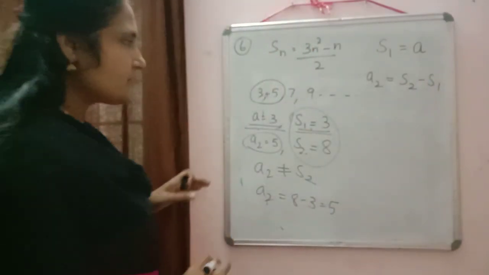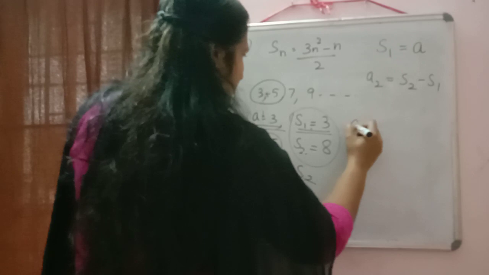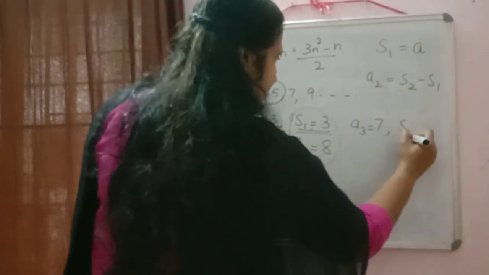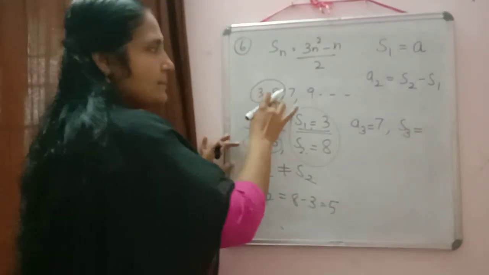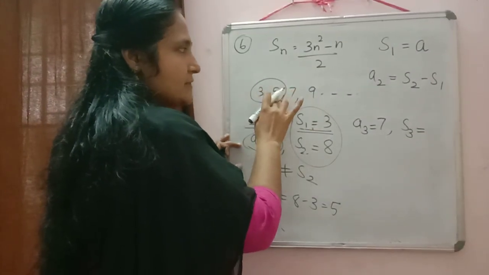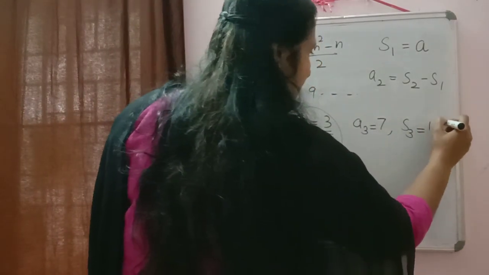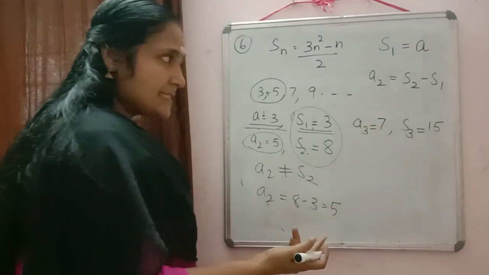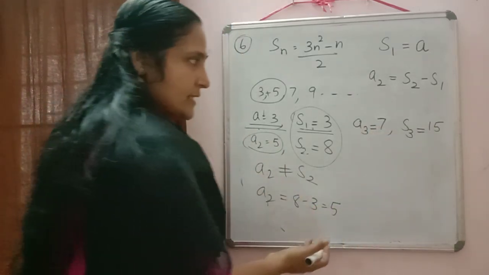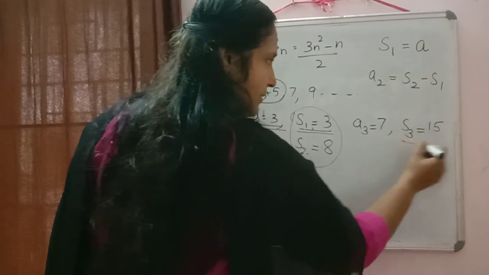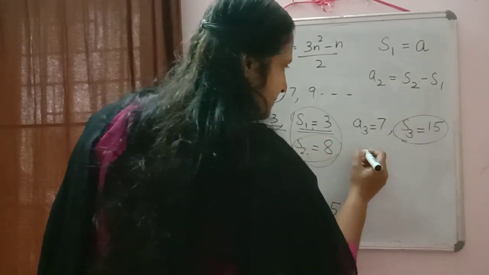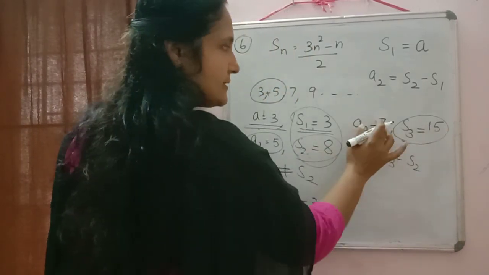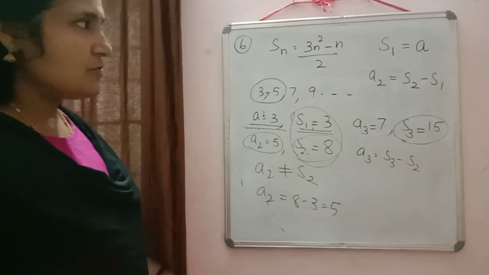In the same way, suppose we write the third term. What is the third term of the AP here? 7. And what will be S3? S3 is equal to 3 plus 5 plus 7. So 3 plus 5 is 8, 8 plus 7 is equal to 15. S3 is 15 and A3 is 7. If I have to find A3 from the sum, how will we calculate? A3 is equal to S3 minus S2, 15 minus 8 is equal to 7. So in this way we will check.